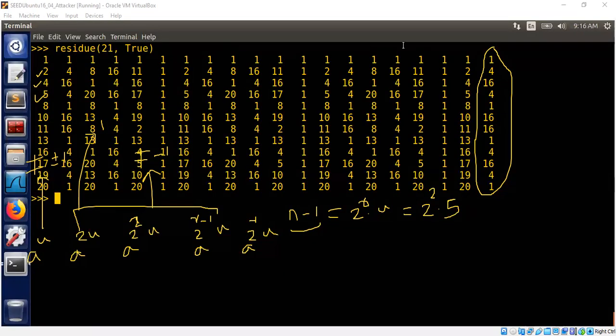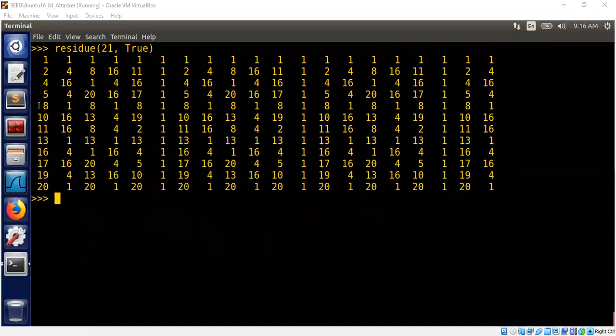Now look at the structure of this table. For example, take the number 8. If you look at the power of 8, the last column is 1. Yet 8 is a witness. The reason is as follows. We rewrote 21 minus 1, which is 20, as 2 power 2 times 5. So we look at the fifth column, which is here. The fifth column is 8.